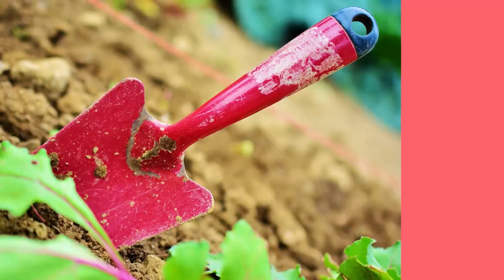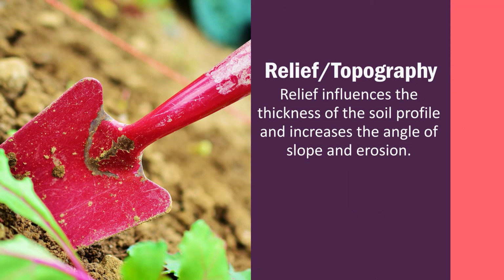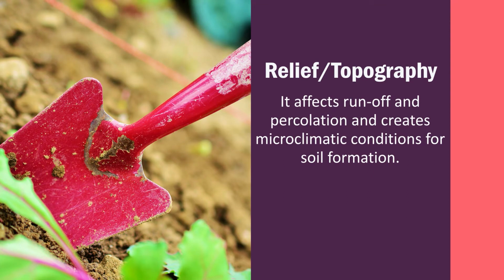Then most importantly, we have seen how relief or topography of a region influences the formation of the soil. For example, if there is a sloping region, the soil particles tend to stay there for a very short period of time, because most of the time they are carried away by the action of water or wind. So it has been seen that in sloping terrains, the soil is basically thin, and with the increase in the angle of slope, the erosion also increases. In other words, it also influences the runoff, percolation, and also creates microclimatic conditions which are essential for the formation of the soil.